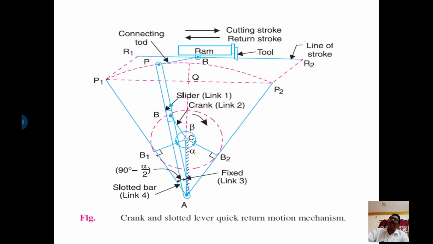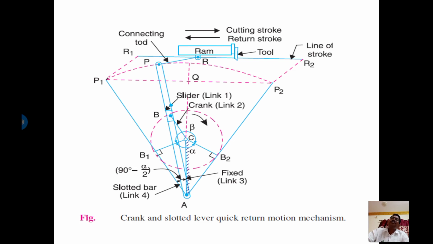That is why alpha is the angle turned by the crank in the return stroke, and beta is the angle turned by the crank in the cutting stroke. Therefore, time of cutting stroke by time of return stroke is nothing but beta by alpha, or 360 minus alpha by alpha, or we can write beta by 360 minus beta. Any one you can write. That is the way you calculate it.